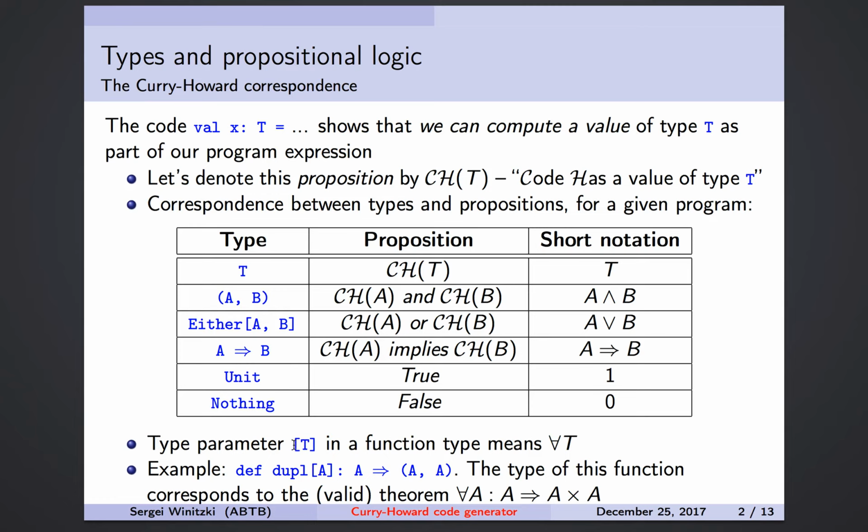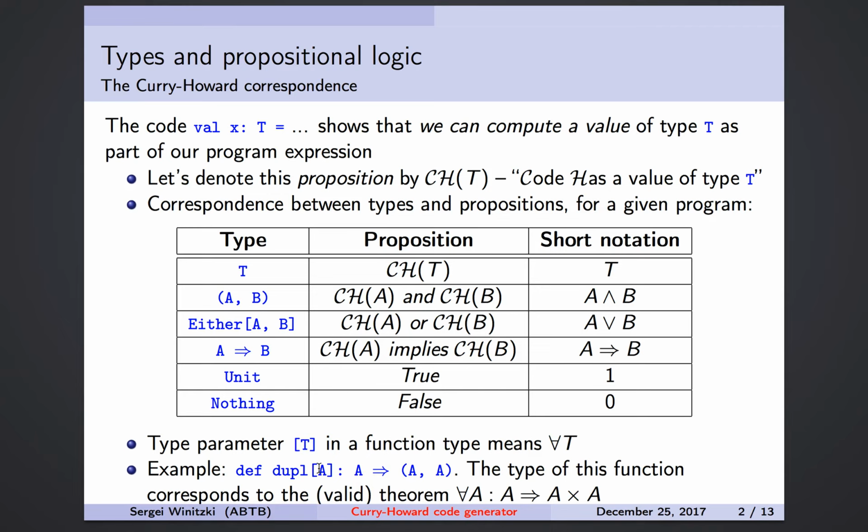Also note that type parameters, such as in a function that is parameterized by type, mean on the logical side "for all t". So it's a universal quantifier. It means for every proposition t, then something is valid. Here's an example. This is a Scala function that takes a value of some type A and returns a tuple of A and A of the same type A.